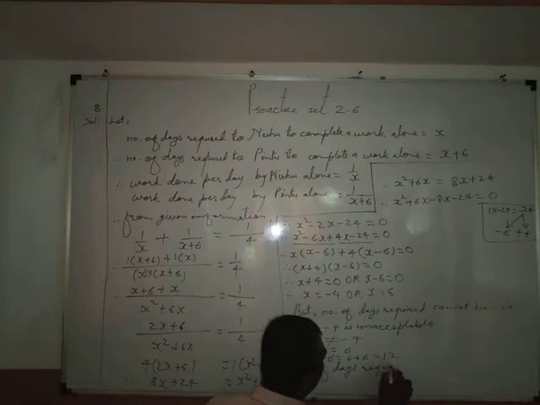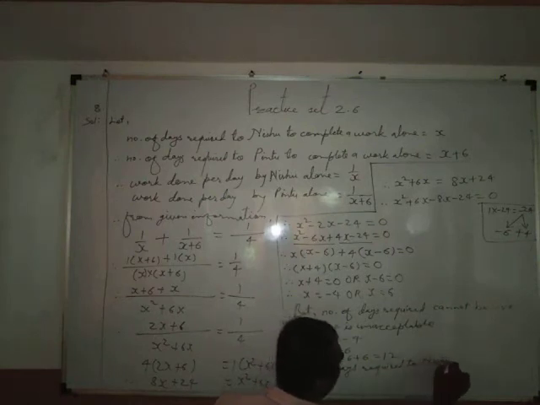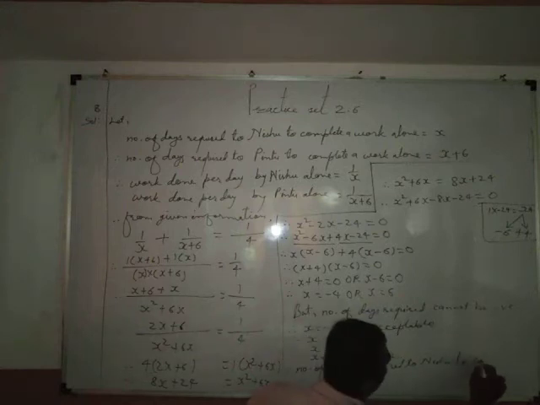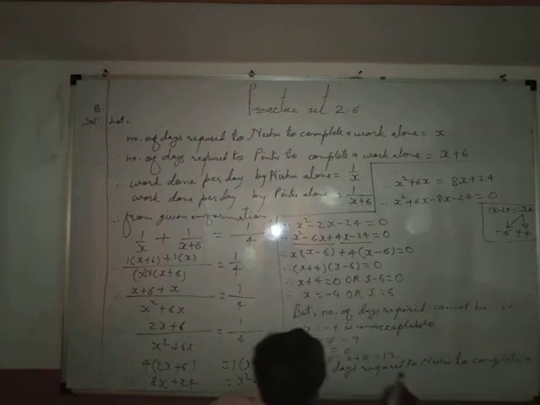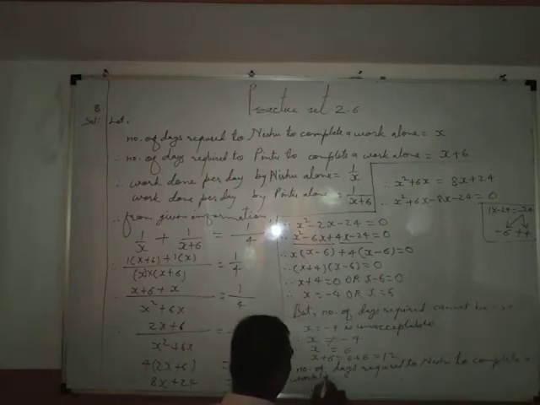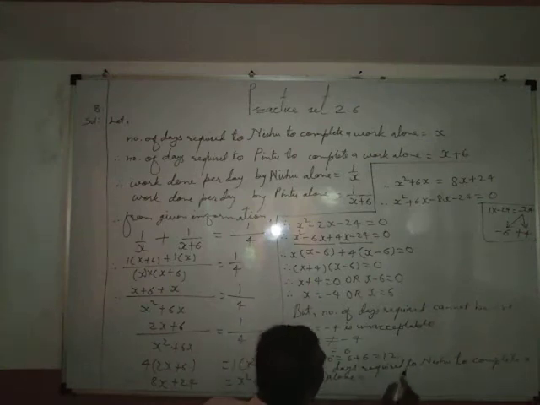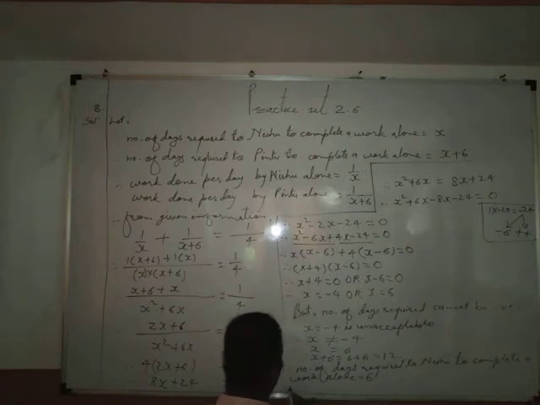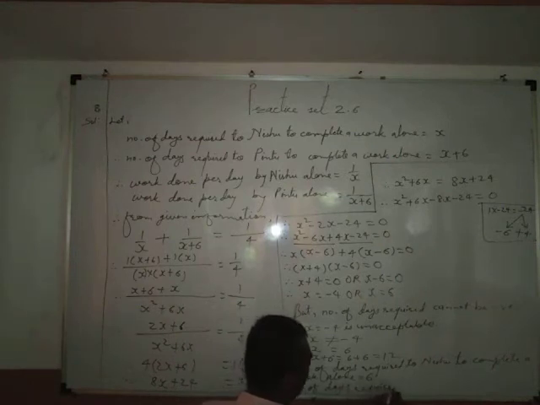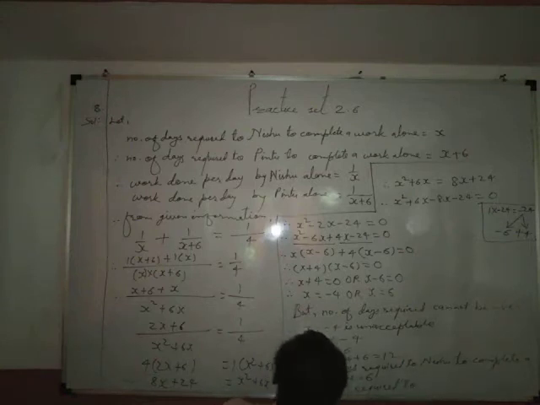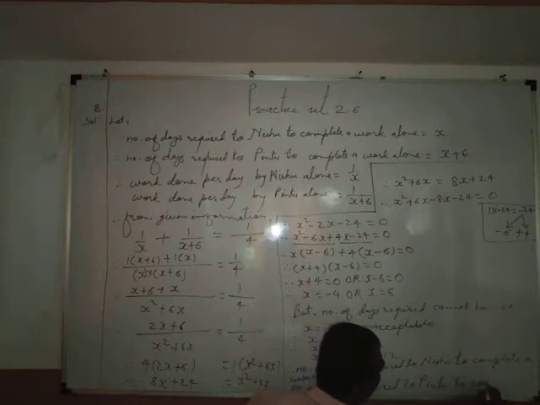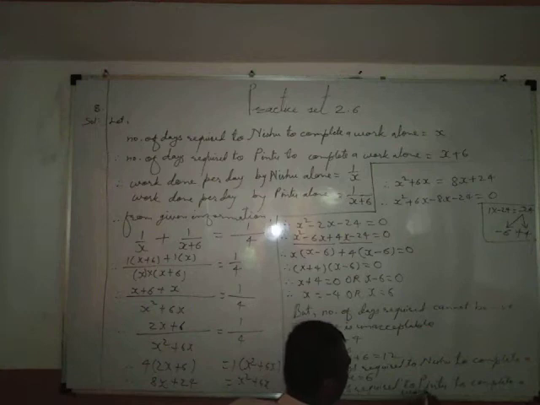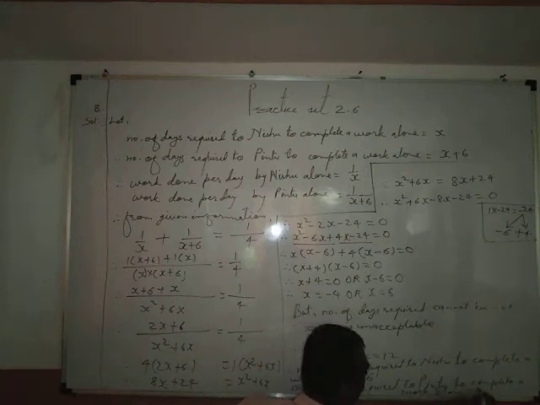required for Nishu to complete the work alone equals 6, and the number of days required for the second, Pintu, to complete the work alone equals 12.